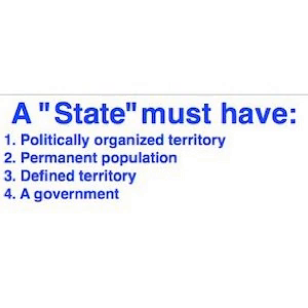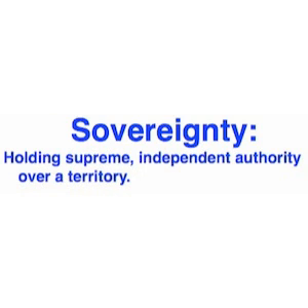A state is defined as a politically organized territory with a permanent population, defined territory, and a government. Political geographers use the term state to refer to countries. The U.S. Department of State recognizes 195 independent states in the world. This number, however, is not without debate due to competing political agendas in different parts of the world.